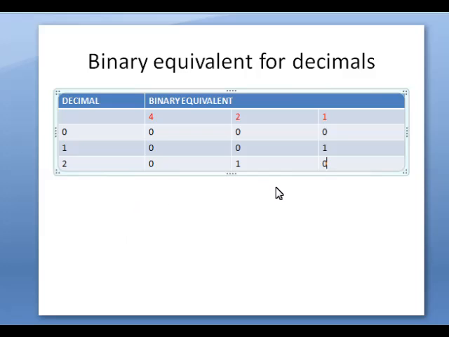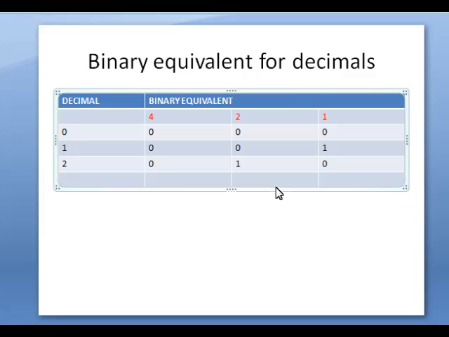Now we are going to see the binary equivalent for 3. Here no 3 is there, so you have to add two integers to get the value 3. So 1 plus 2 is 3. In the place of 1 you have to put 1, and in the place of 2 also you have to put 1. So 2 plus 1 is 3, and this one is 0. So the binary equivalent of 3 is 0, 1, 1.